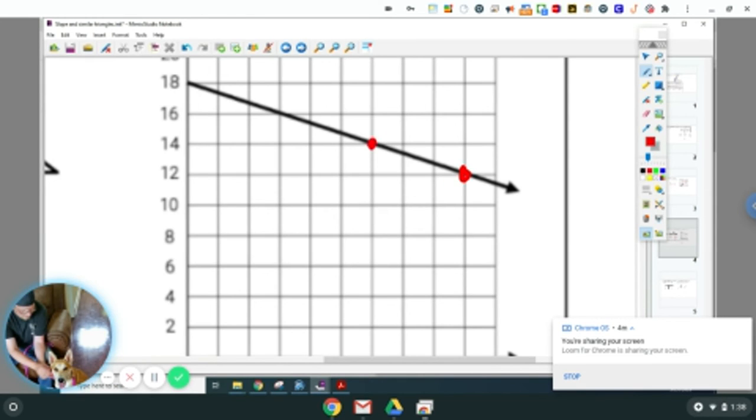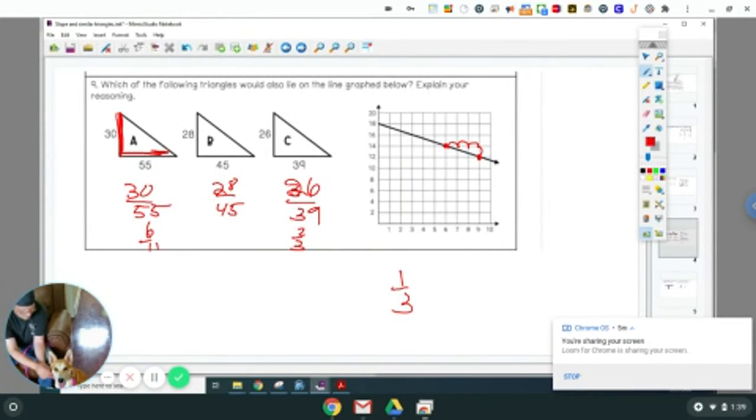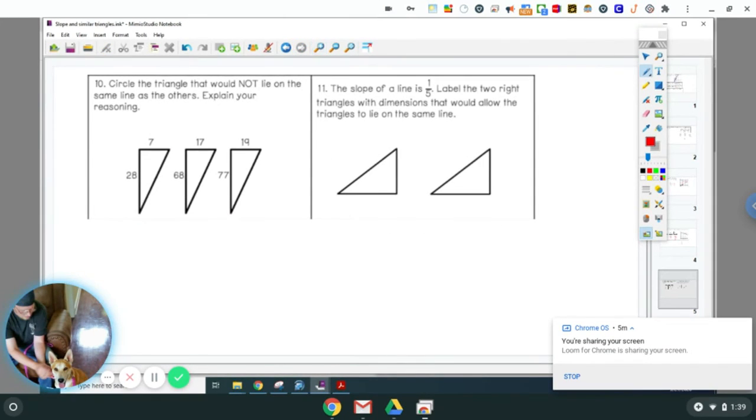None of these actually lie on there, because this is 1/3. So it'll be 1, 1, 2, 3. So yeah, none of these are correct, because this is 1/3 and this is 2/3. So they have to be the exact same ratio. So that doesn't work.